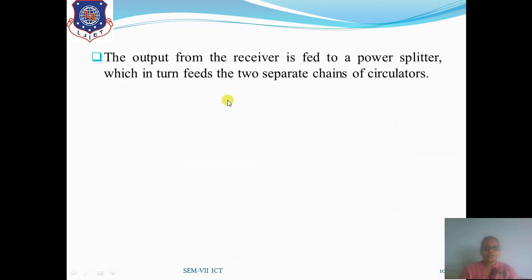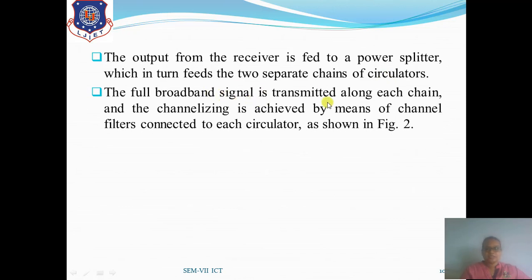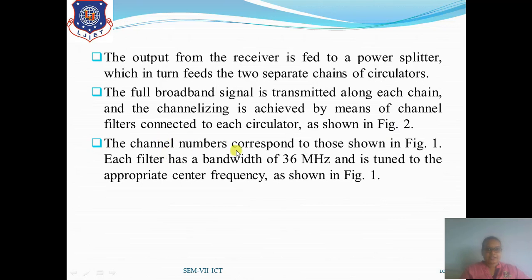The output from the receiver is fed to a power splitter, that is a 3 dB coupler, which in turn feeds the two separate chains of circulators. So the 3 dB coupler splits it into two channels, and the two chains are separated with the help of circulators. The full broadband signal is transmitted along each chain, and the channelizing is achieved by means of channel filters connected to the circulator, that is the matched terminator, which is shown in figure 2. The channel numbers correspond to those in figure 1, and each filter has a bandwidth of 36 megahertz.